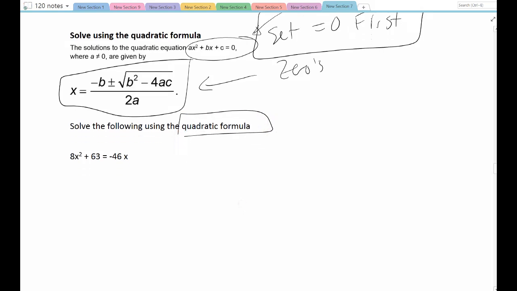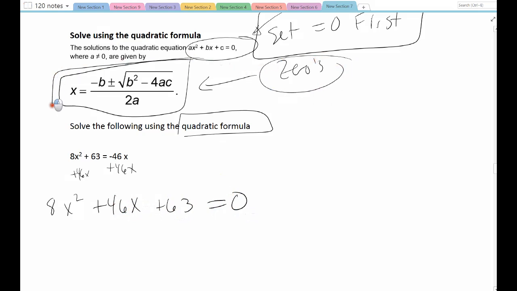Alright, so the biggest thing is just make sure you plug the a, b, and c in, and be careful when you do. Set it equal to 0 first. So this one I have to set equal to 0, which means I need to move the 46x to the other side. So I add 46x to the other side, so I've got 8x squared plus 46x plus 63 equals 0. I find the zeros using my quadratic formula.